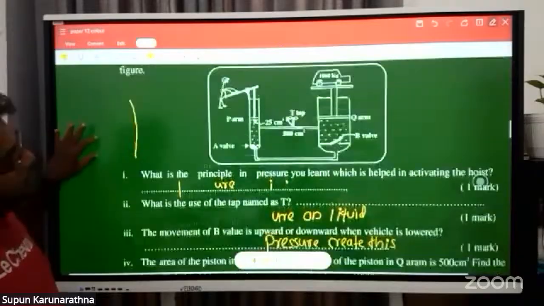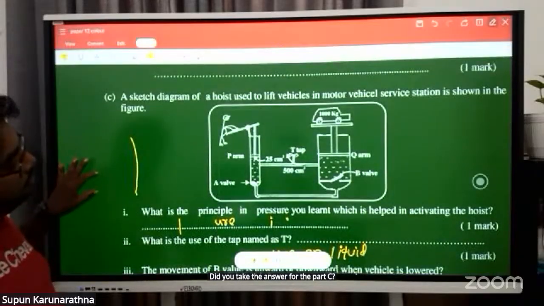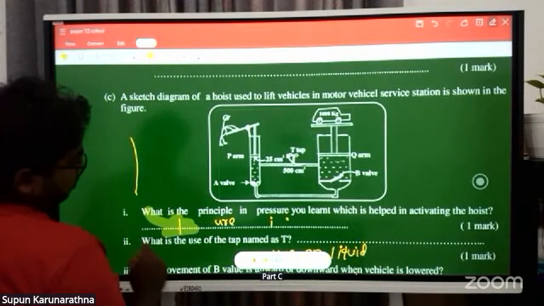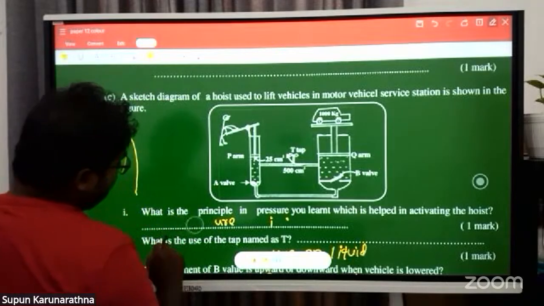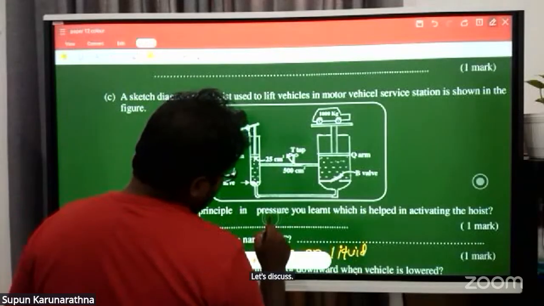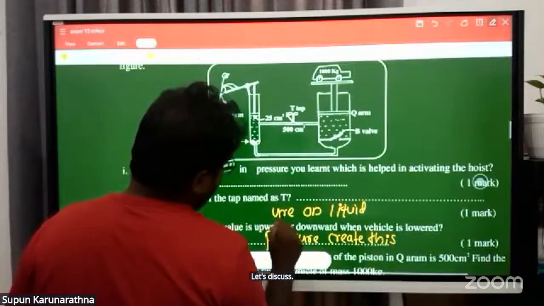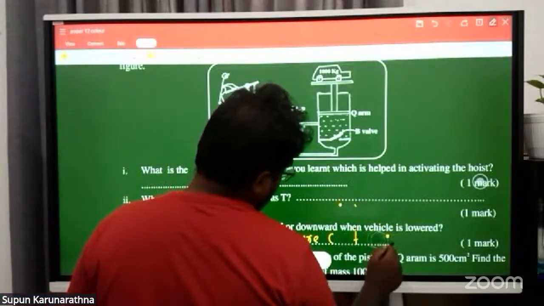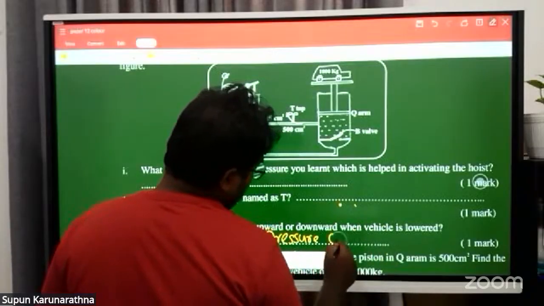Did you take the answer for part C? If you have not taken part C, then quickly take the answer. Let's discuss. Yes, quickly discuss.